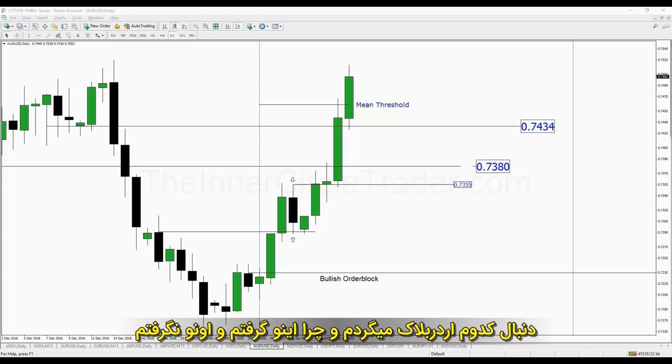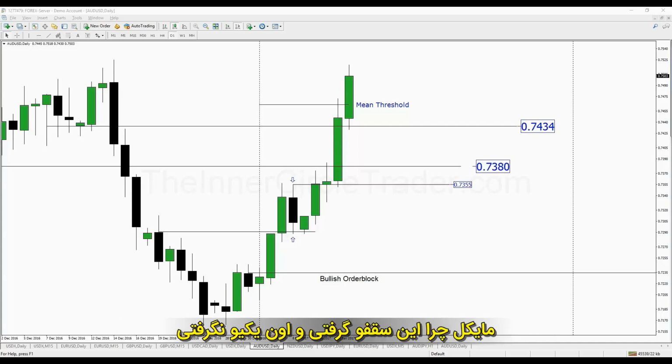What order block am I looking at? Why this order block and not that one, Michael? Why'd you pick this swing high, Michael, and not that swing high, Michael? You just learned it today.